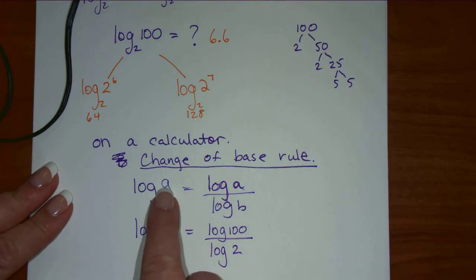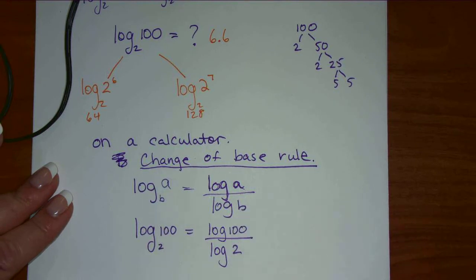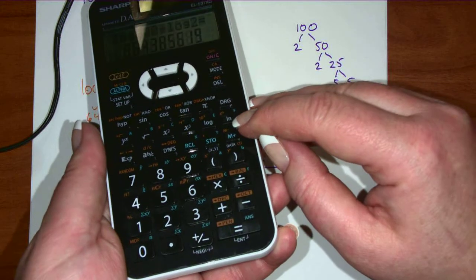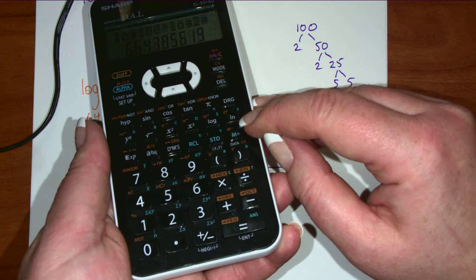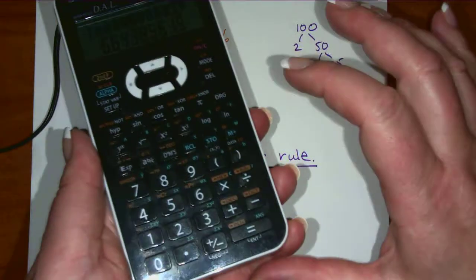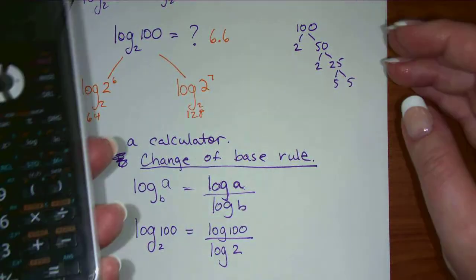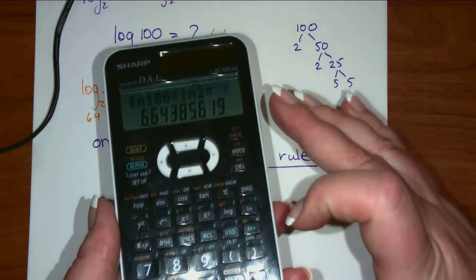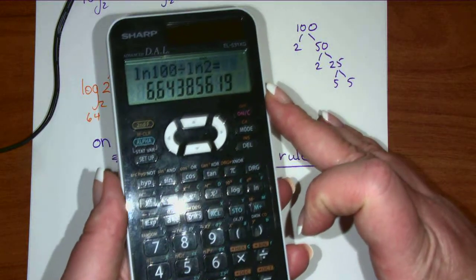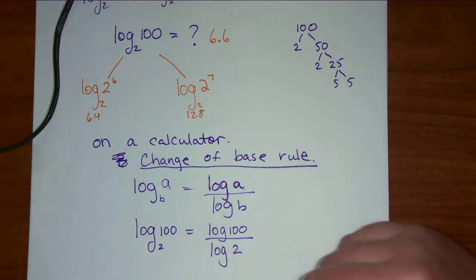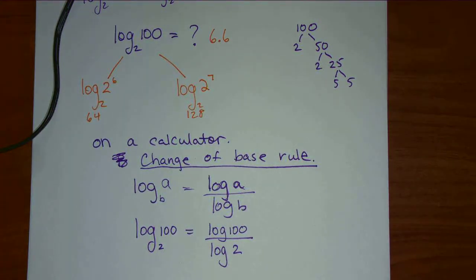So the other button, there is an ln button here, which I'll talk about in a minute. Do you see that right beside the log? You can actually do that for that too. You can hit ln of 100 divided by ln of 2, and it gives you the exact same answer. So either of those buttons actually work. But there's no log of any other base on there. Okay, so that's how it works.